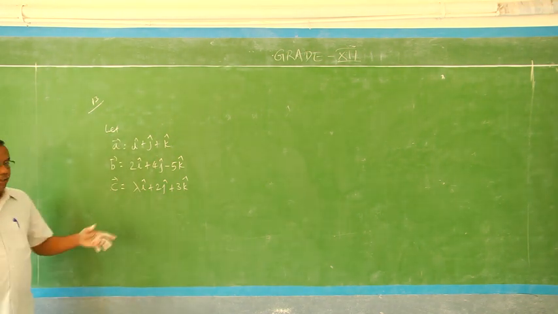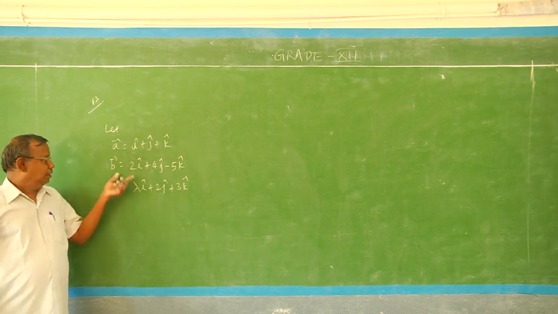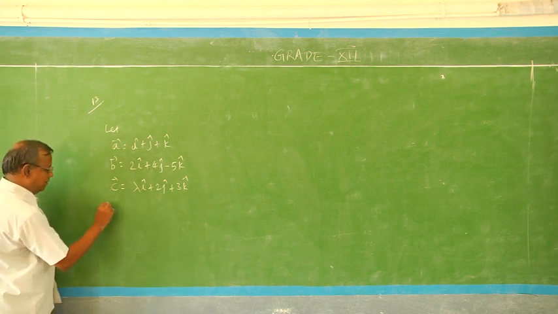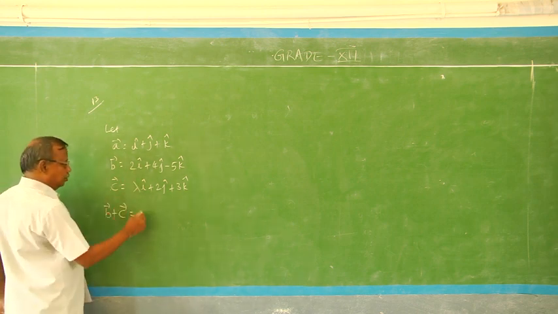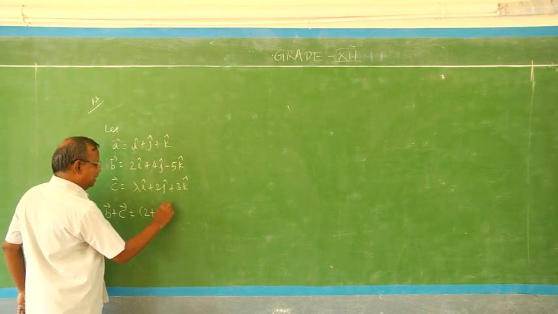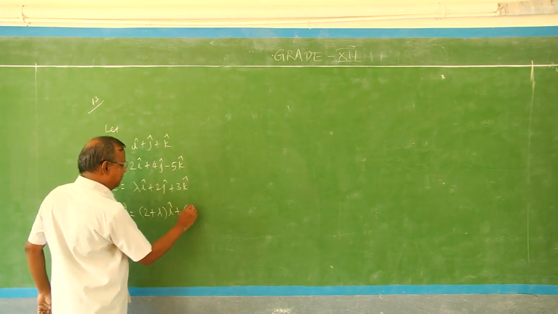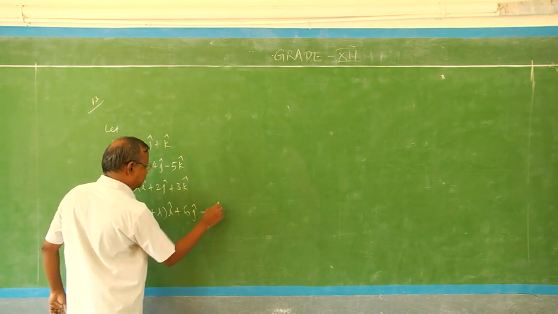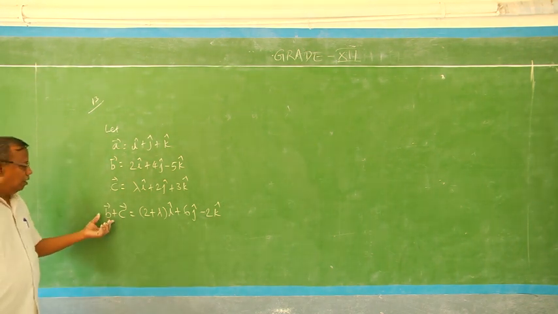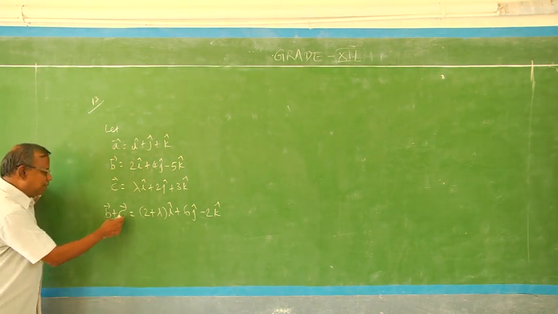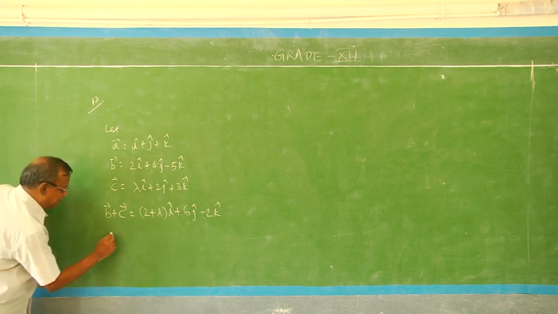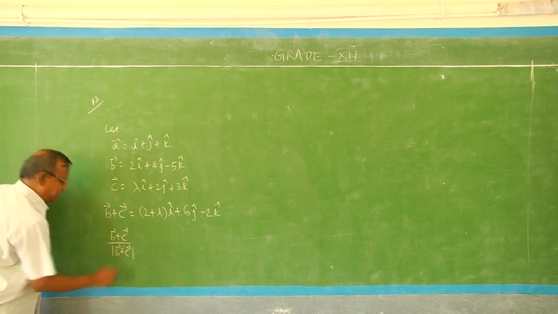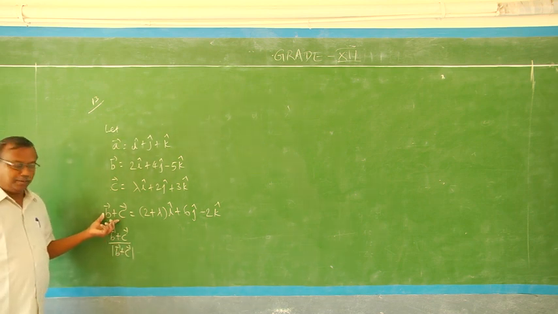So first we need to find the unit vector for the sum of these two given vectors. Let us first find the sum of these two vectors. That is, b vector plus c vector equals (2 plus lambda) i cap, 4 plus 2, 6 j cap, plus minus 5 plus 3 equals minus 2 k cap. Now the unit vector along b vector plus c vector is b vector plus c vector divided by the modulus of b vector plus c vector.